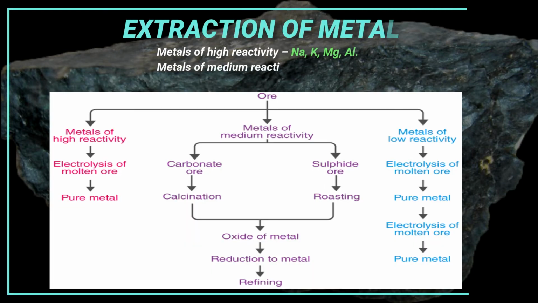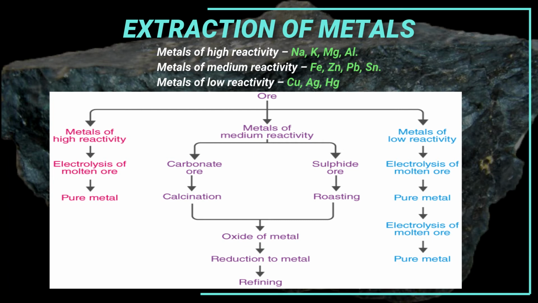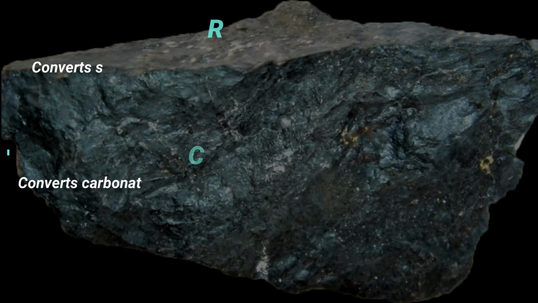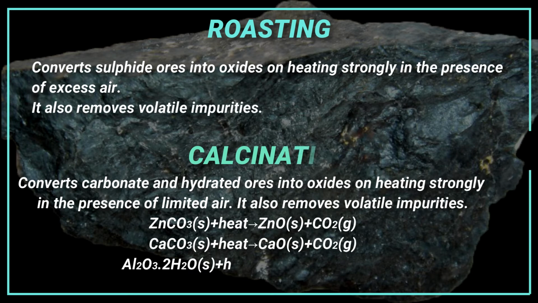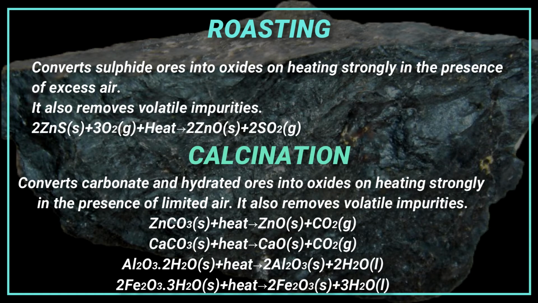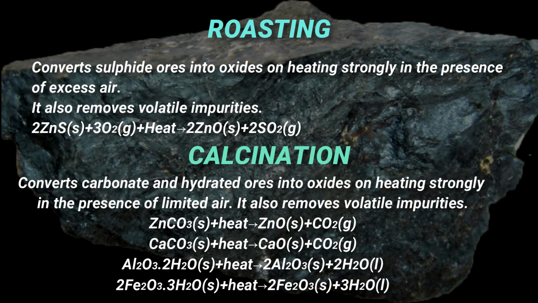Extraction of metals. Steps involved in the extraction of metals from their ores are dependent on the reactivity of metals. Roasting converts sulfide ores into oxides on heating strongly in the presence of excess air. It also removes volatile impurities. Calcination converts carbonate and hydrated ores into oxides on heating strongly in the presence of limited air. It also removes volatile impurities.